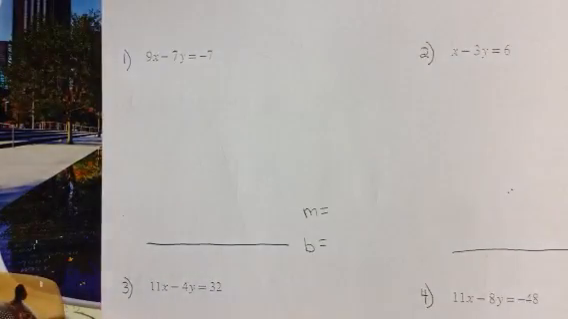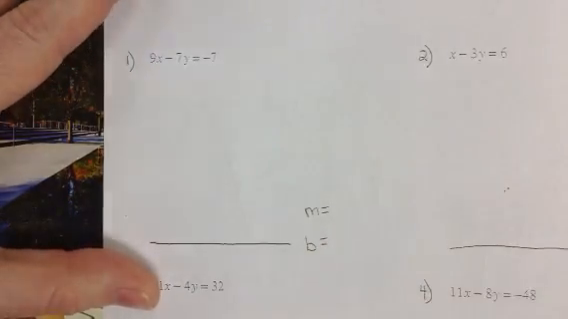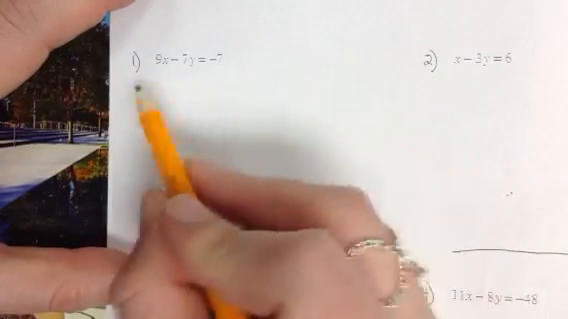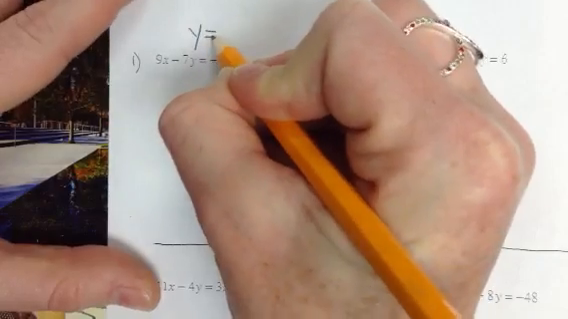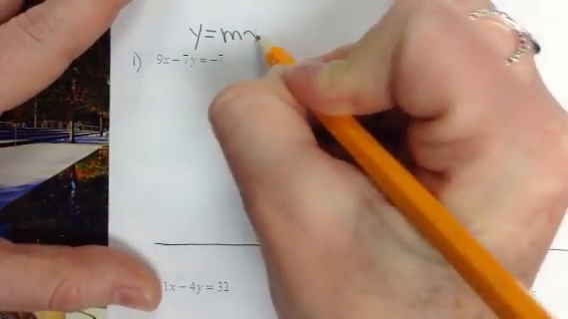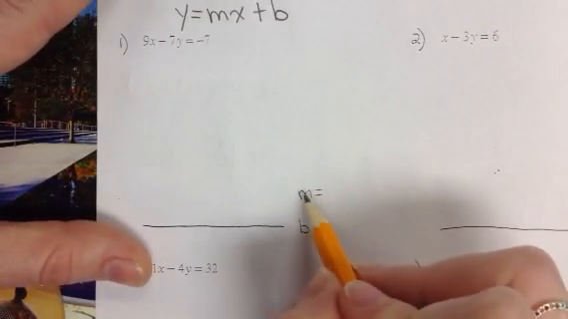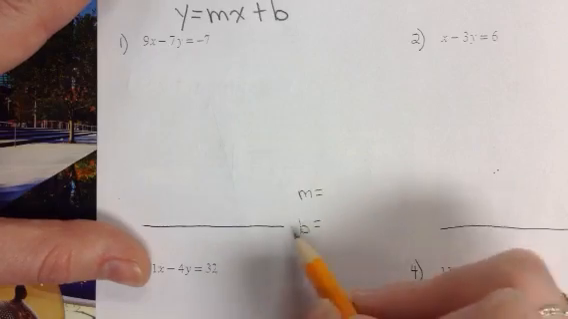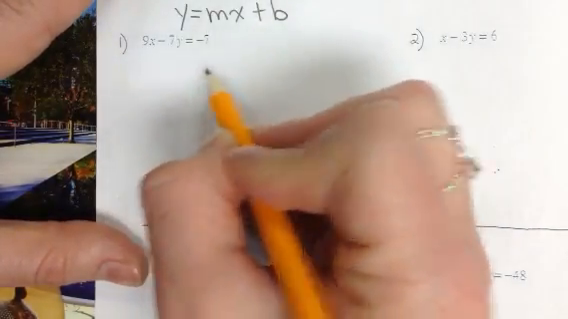Okay, on the back of your note page, there are equations that are not in slope-intercept form. So what we're going to be doing is rearranging them to match our goal. Write it down: y equals mx plus b. That way we can tell what the slope of the line is for m and what the y-intercept of the line is for b. I can't pick them out right now because I have to move some stuff around.